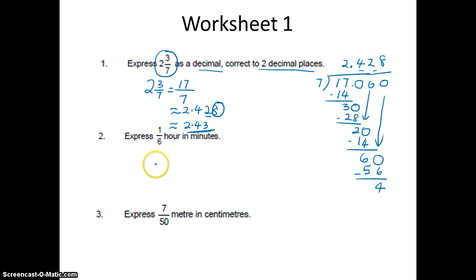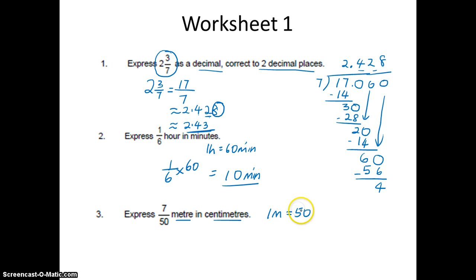Question 2. Express 6/10 hour in minutes. We know that 1 hour is 60 minutes. Therefore, for 6/10 hour I multiply by 60 and the answer is 36 minutes. Express 7 out of 50 meter in centimeters. I need to know that 1 meter is 100 centimeters. Therefore, for 7 out of 50 I must multiply by 100, and my answer is 14 centimeters.